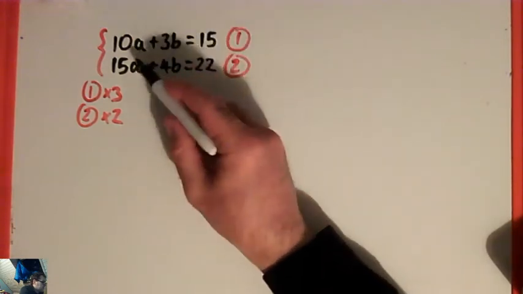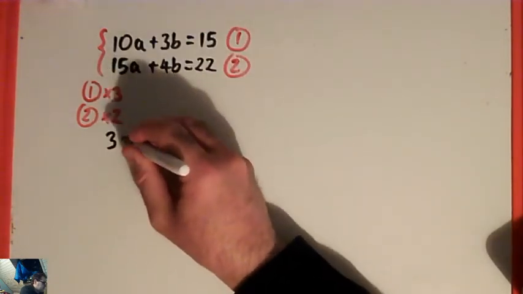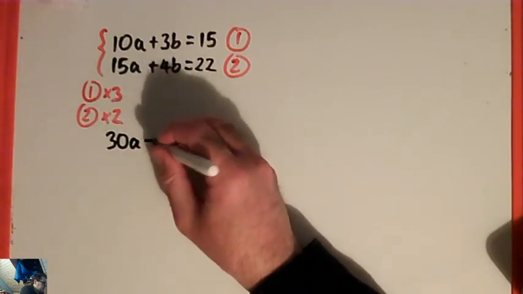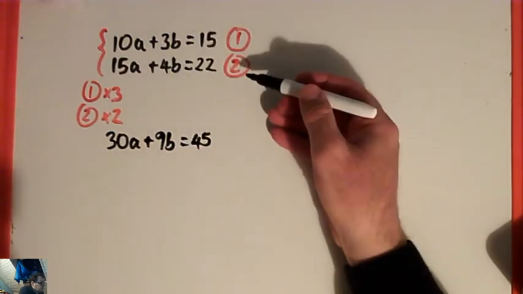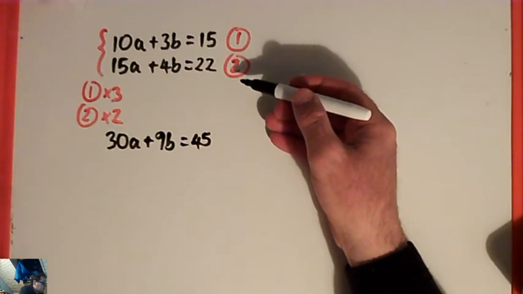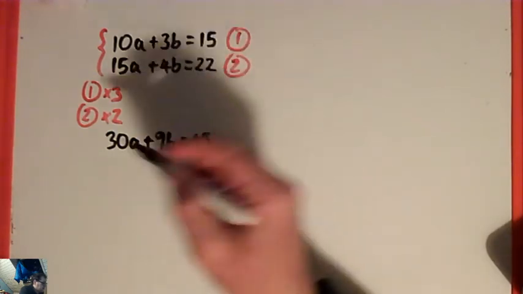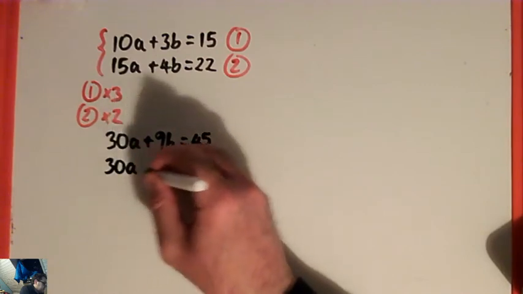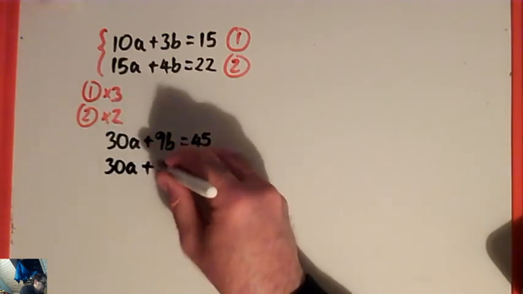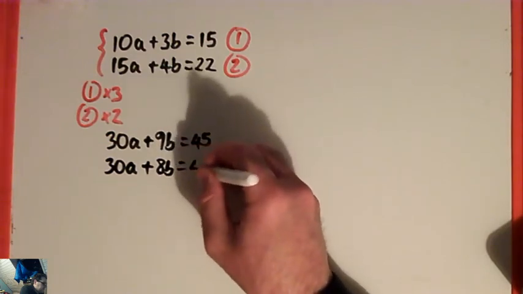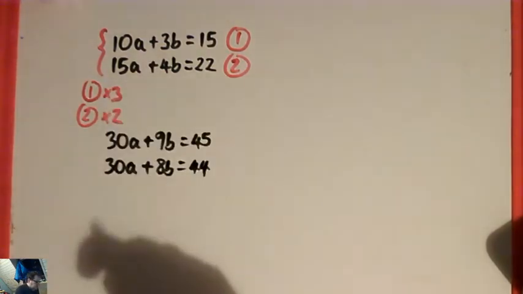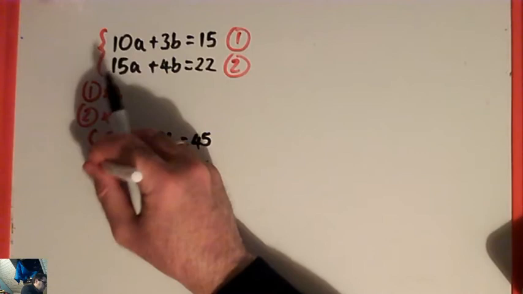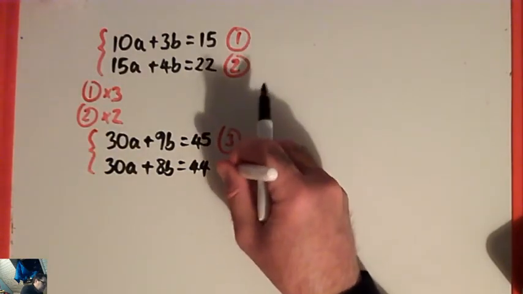So everything in equation 1 times 3, instead of 10a plus 3b equals 15, that's going to give me 30a plus 9b equals 45. Then everything in equation 2, I'm going to multiply by 2. So instead of 15a plus 4b equals 22, I'm going to get 30a plus 8b equals 44. So the reason I did that was to make the a's the same, so that I could subtract whole equations from one another. Let's call those equations 3 and 4.